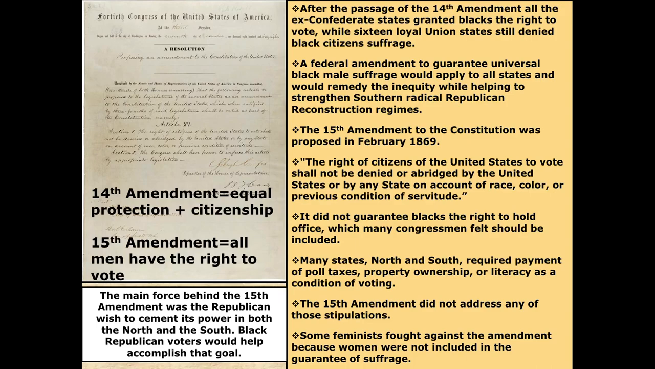So the 14th Amendment grants equal protection and citizenship to all people born in the country. And the 15th Amendment gives all men the right to vote. Hold up, no. Women be fighting for suffrage, for the right to vote already. Seneca Falls has been going on a couple decades now. You know, well, the women's rights movement and the push for suffrage has been going on for a couple of decades now. Seneca Falls happened back in 1848, so what the hell? What happened?